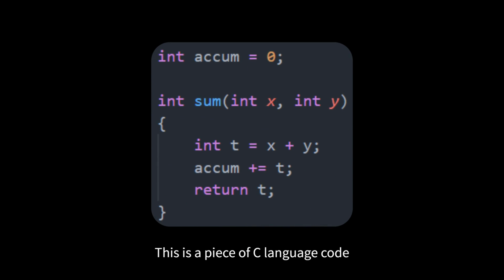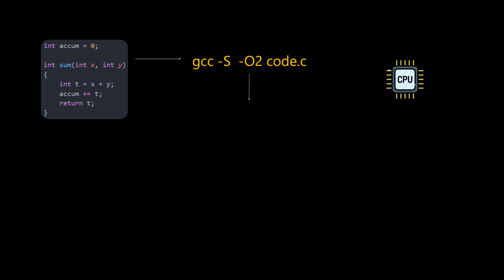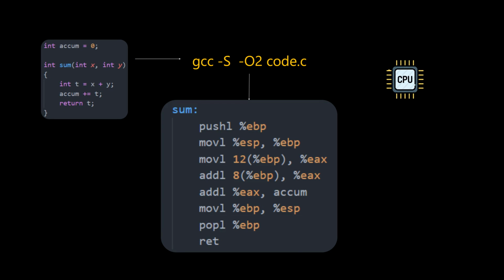This is a piece of C language code. How does it make the machine run? For example, we can use the GCC compiler to convert the source code into assembly code first. Here, -S is the parameter for generating assembly.